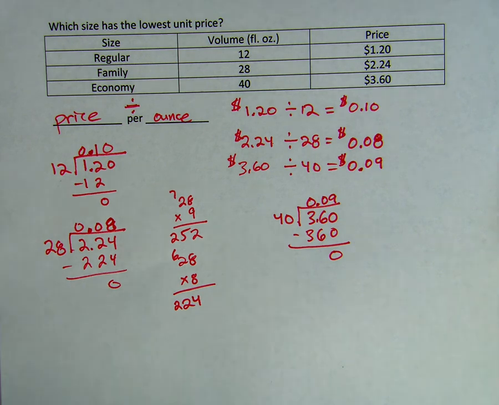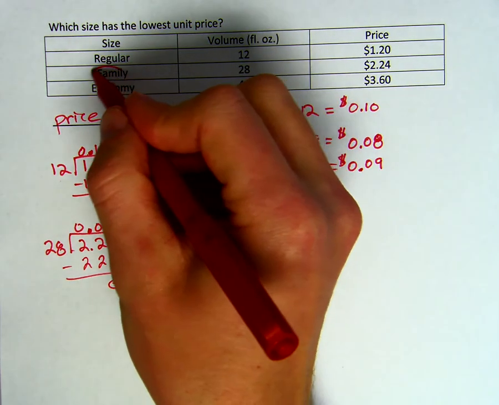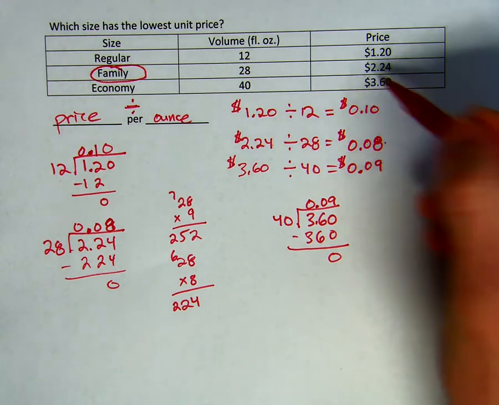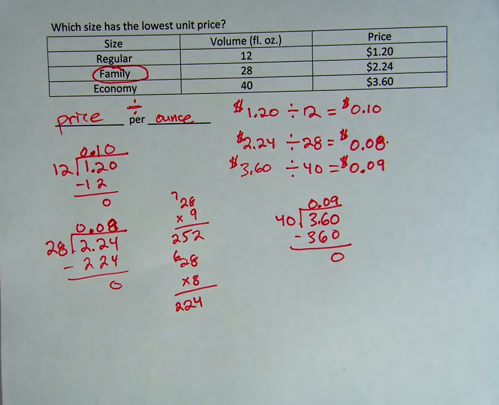So again, if I go back to my original problem, which size has the lowest unit price, my family size is going to be my best deal. Because it's 8 cents per ounce. The other ones are 9 cents and 10 cents.